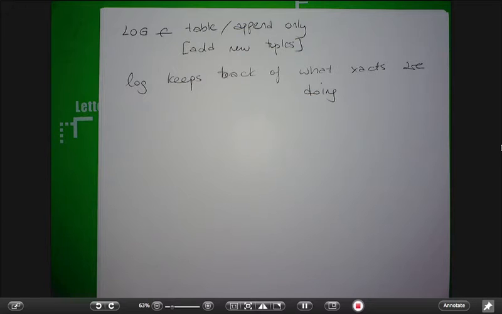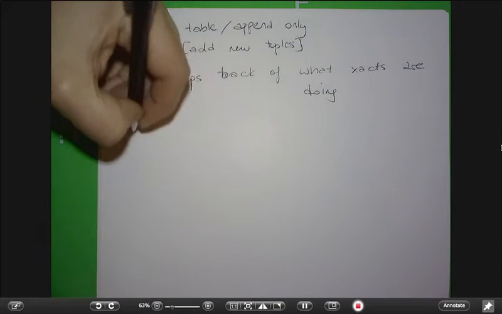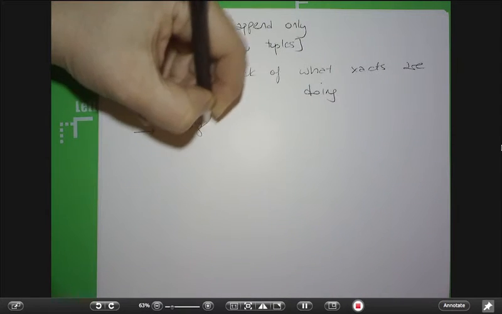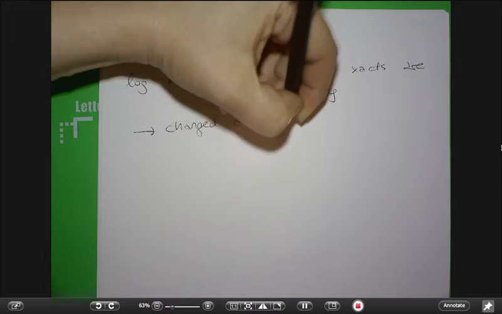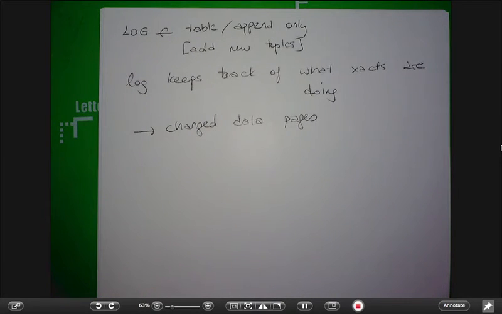And importantly, yes? No, every single thing. Everything, yes. So in fact, even recovery actions, okay? So it keeps track of everything. I don't care when you read stuff though. I care when you change stuff, right? So the things that you want to keep track of are changed data pages, okay? So you want to keep track of which transaction changed which data, okay?